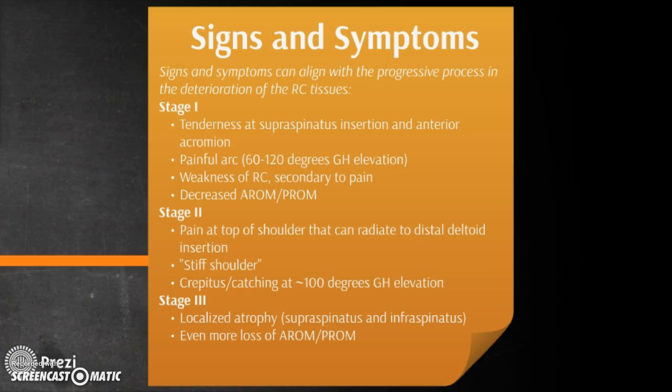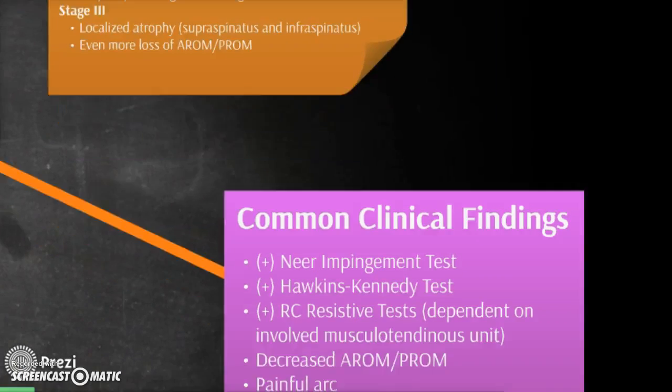In stage 2, patients will often experience pain at the top of the shoulder that can radiate as far down as the distal deltoid insertion. They'll often complain of a stiff shoulder, and crepitus can often be appreciated at about 100 degrees of glenohumeral elevation. In stage 3, there's a localized atrophy, which is usually affecting the supraspinatus and infraspinatus structures, an increase in the level of pain, which can even be painful at rest, and even more loss of active and passive range of motion.